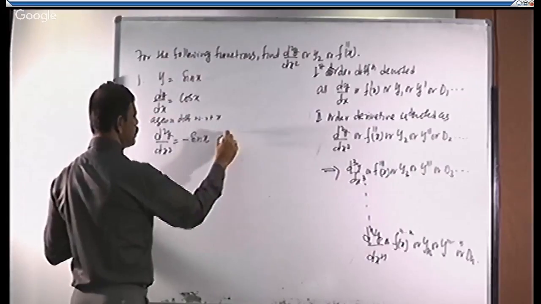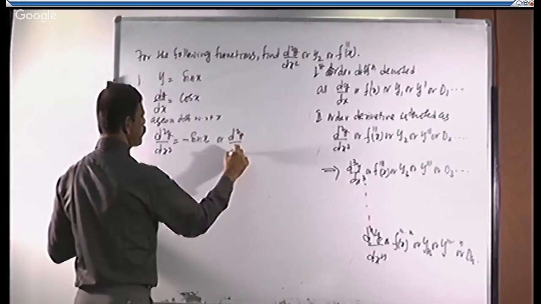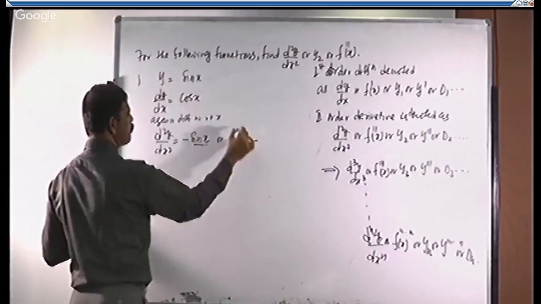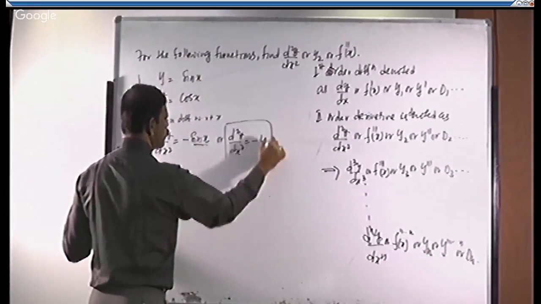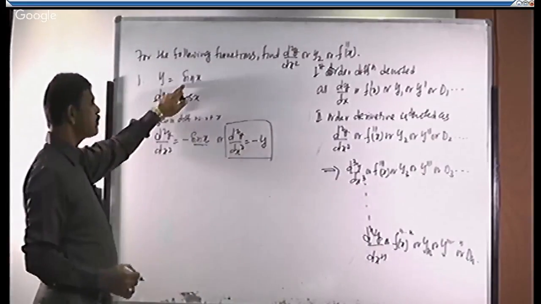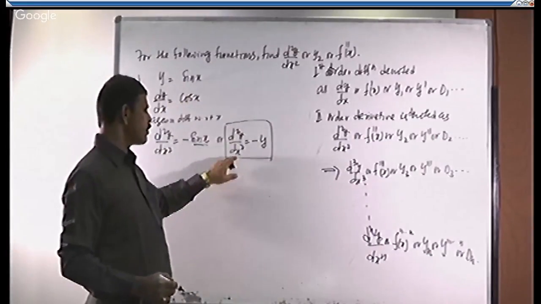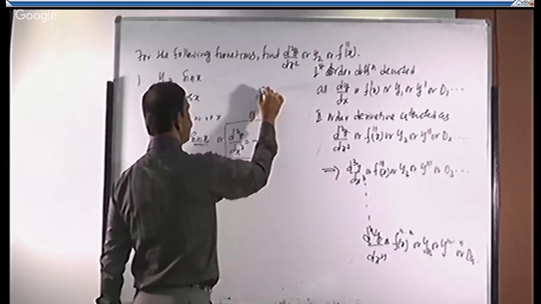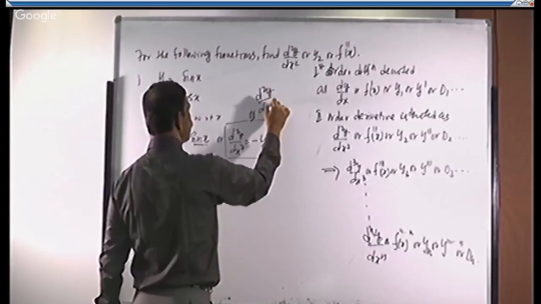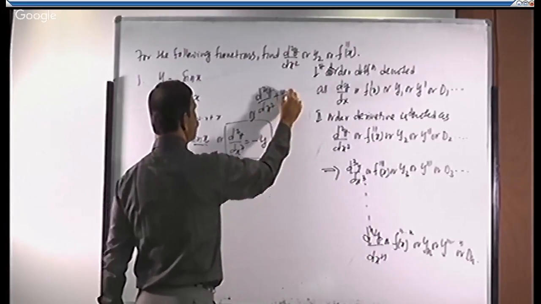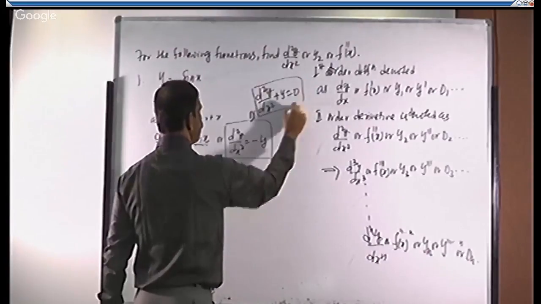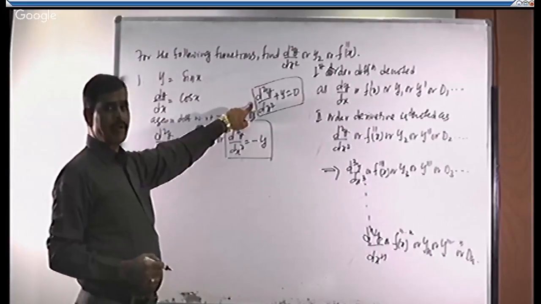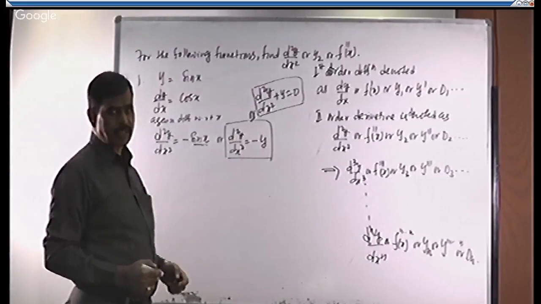Sometimes it is also called d square y by dx square is equal to minus, what is sin x? Sin x is what? It is y. They may ask you like this: if y is equal to sin x, prove that d square y by dx square is equal to minus y. Or it can also be rewritten as d square y by dx square plus y is equal to 0. Sometimes they will ask you like that: if y is equal to sin x, prove that d square y by dx square plus y is equal to 0. Right?